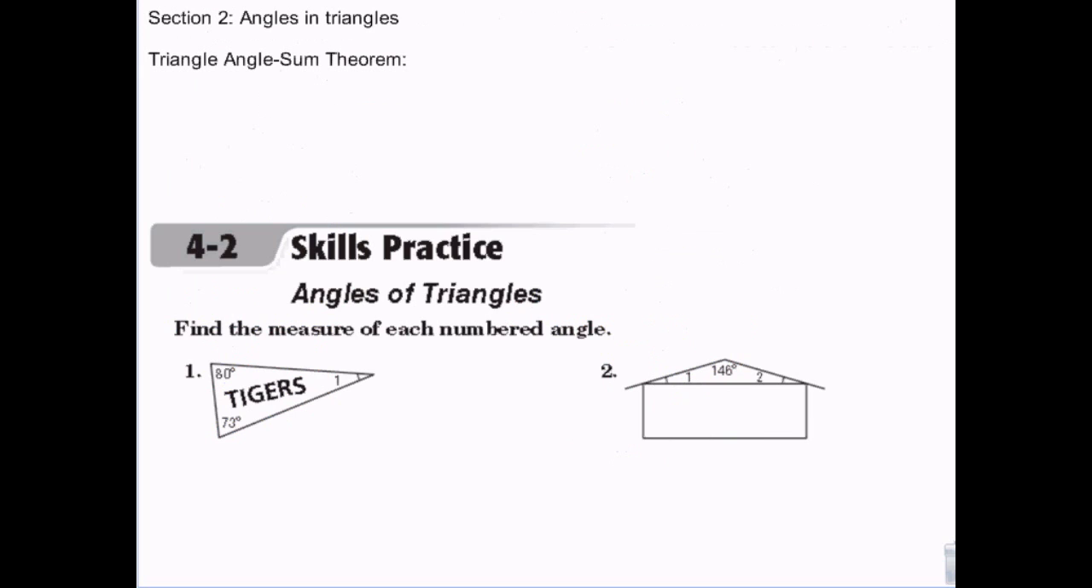Okay. All right, so the triangle angle sum theorem, I'm not even going to list that in really official terms. The triangle angle sum theorem basically says this: all the angles in a triangle add up to 180.